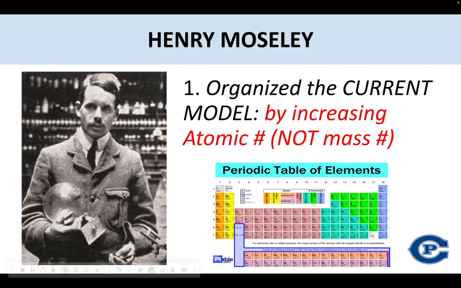Henry Moseley was, again, very intelligent. He very sadly passed away at a young age. He was fighting in, I believe, World War I at the time. A lot of scientists feel that he went to serve for his country, I believe it was England, and he worked with Rutherford.